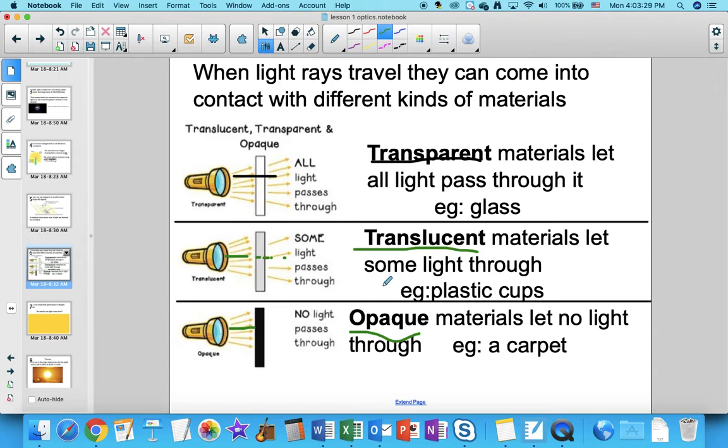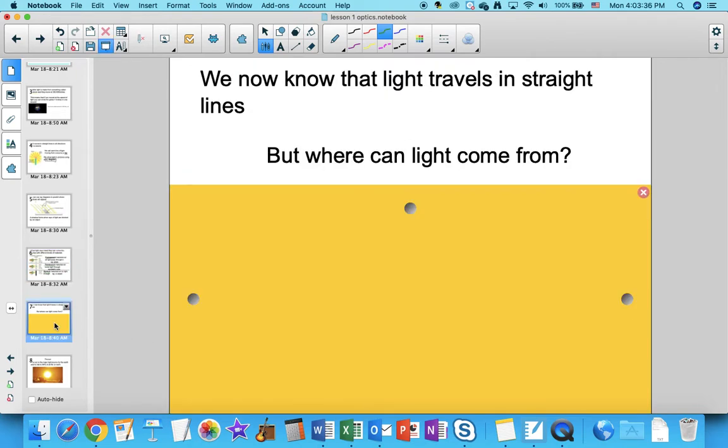So far, this has basically been a review of grade 4, but this is good to know as we move forward in this unit. We know that light travels in straight lines. We know light travels incredibly fast, the fastest thing in the universe. Where does light come from? Or at the very least, where does our light come from?